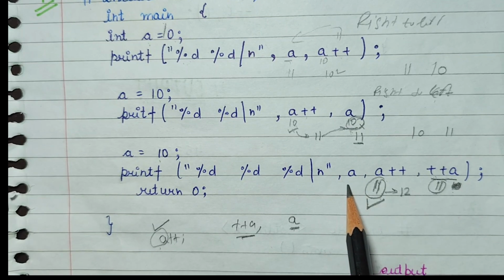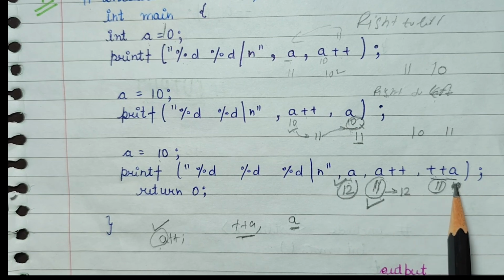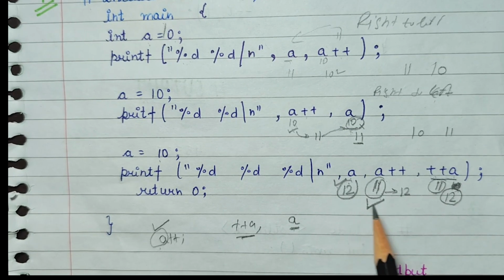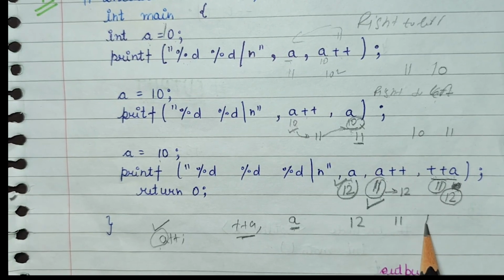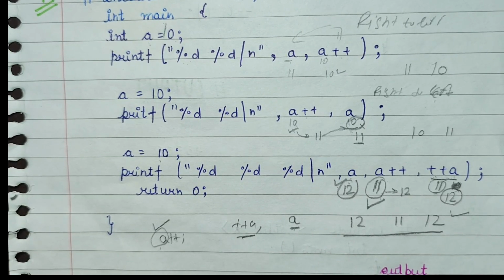After this control goes here, now there is no pre-increment and post-increment, so 12 value is assigned to this a variable. Now this is the final value, and this value is also assigned to the pre-increment, that is 12 here. So what output will display? 12, 11 and 12 will display in the output. So this is the correct output. I hope all of you are clear.